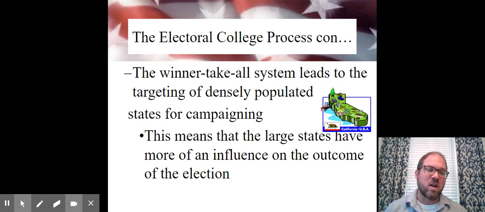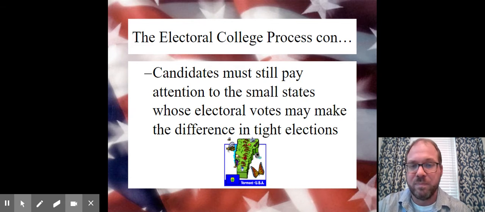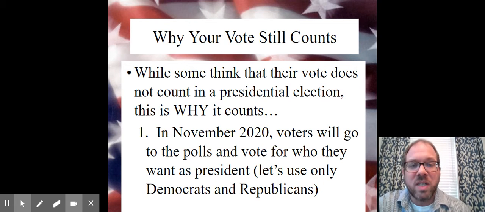This leads to the targeting of areas of the country that have more people. That's dense population. This means that the large states have more of an influence on the outcome of the election. But sometimes candidates have to pay attention to the small states whose electoral votes might make the difference in a really, really tight election, like what's going on right now with Donald Trump and Joe Biden. While some think that their vote does not count in an election, this is why it does, okay?